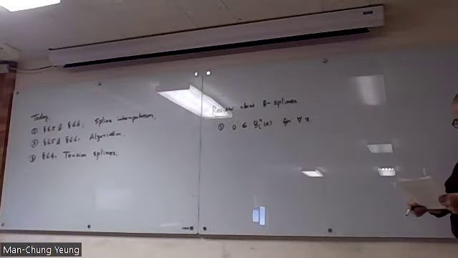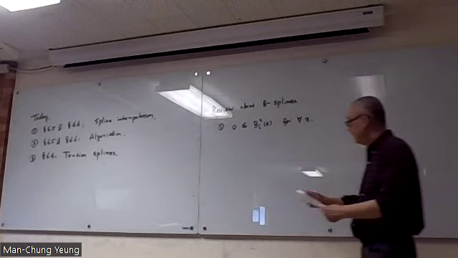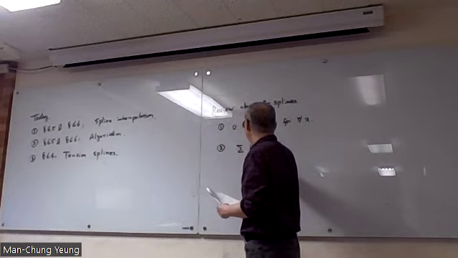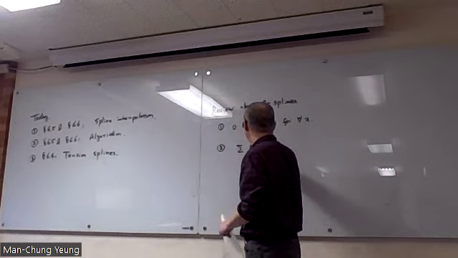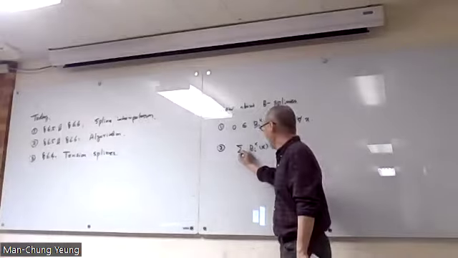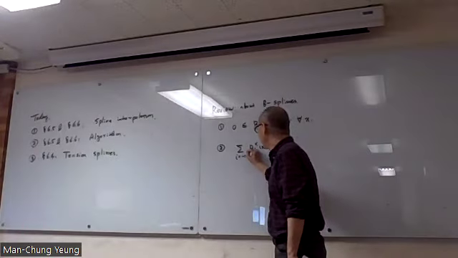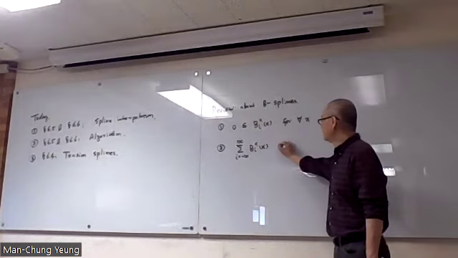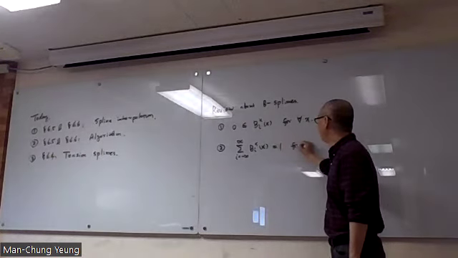Second property is the summation of B_{i,k}(x), with i from negative infinity to positive infinity, is 1 for any x.